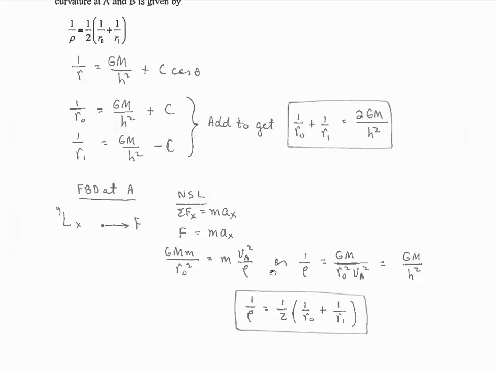Okay, if you take a look at this equation right here, we can create a 1 over rho term by putting the m and the VA squared to the other side. So you end up with GM, and this little m cancels out with that little m. You end up with GM over R0 squared VA squared. Well, R0 squared VA squared is H squared. And so you have 1 over rho equal to GM over H squared. Well, if you take a look at this, GM over H squared is 1/2 of that right there. So there's the solution. And it doesn't matter whether you chose to do this at A or B, you'll still end up with that as the solution.